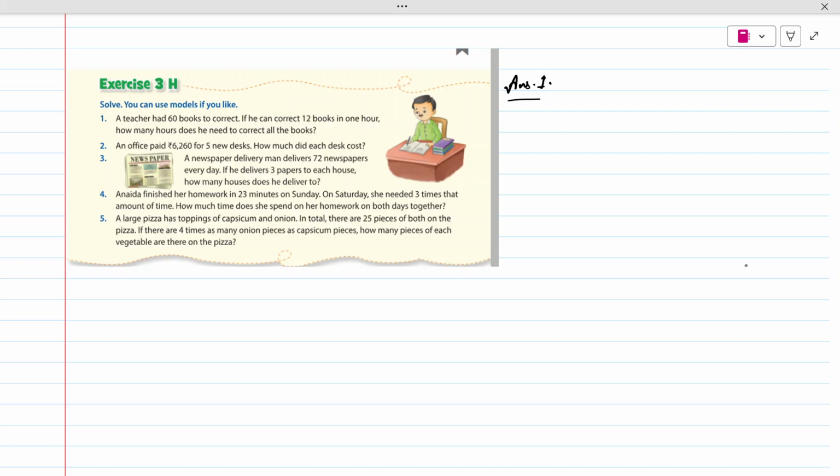So now in today's class we are going to start with the next exercise, which is also the last exercise of this chapter 3H. Okay? So let's begin with this.